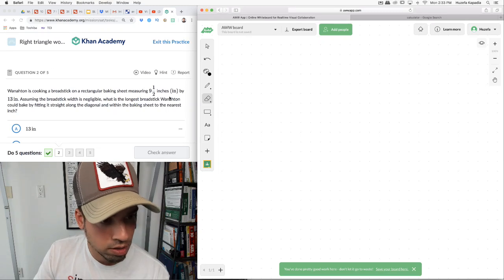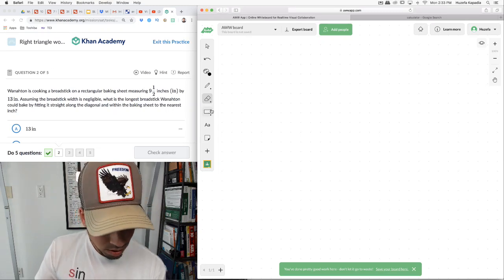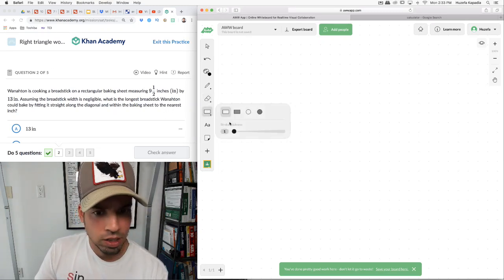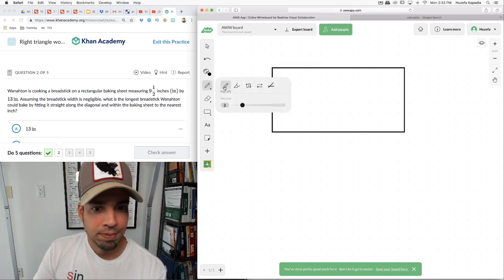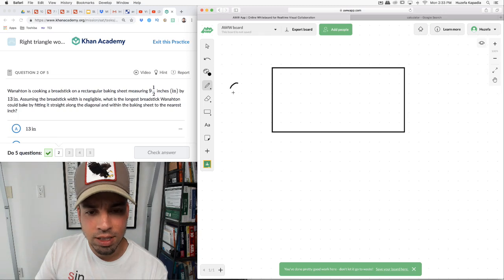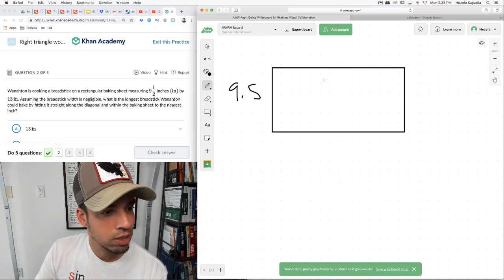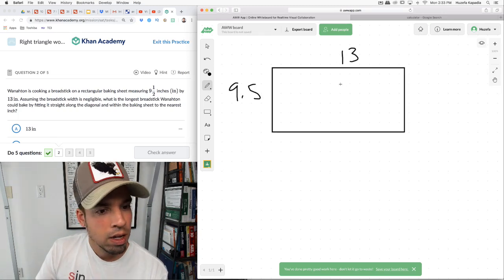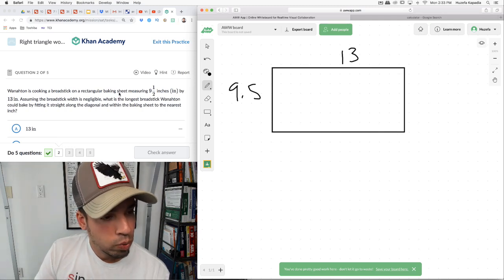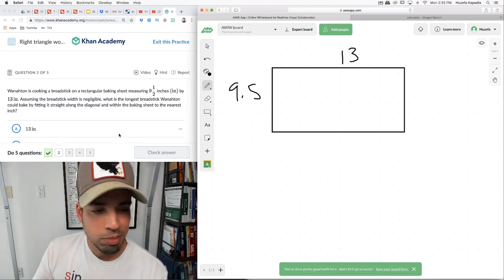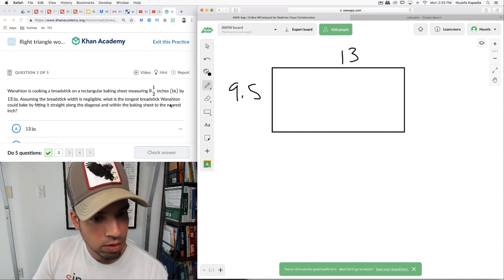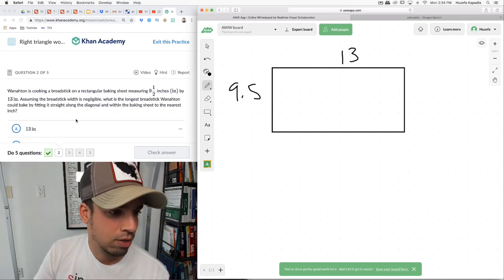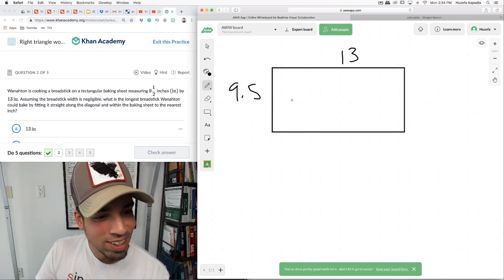Wanatan is cooking a breadstick on a rectangular baking sheet measuring 9.5 by 13. Look, as soon as I hear the word rectangle, boom, draw a rectangle. And it gives us the dimensions. It says 9.5 inches by 13 inches, okay? Assuming the breadstick width is negligible, so we're essentially assuming it's a straight line. What is the longest breadstick Wanatan could bake by fitting it inside straight along the diagonal?